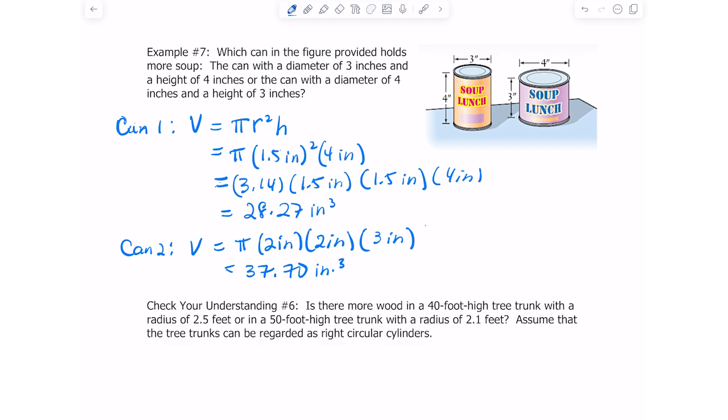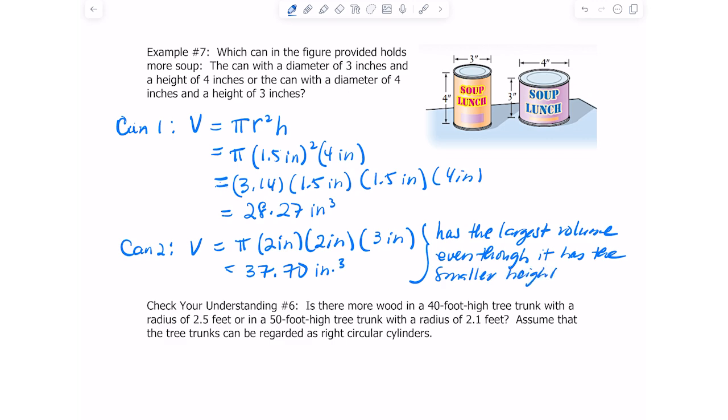So can 2, even though it's smaller in height, it's wider, and it gives me quite a bit more in volume. So the larger radius, can 2 has the larger radius, but the smaller height, and it still has the largest volume. So this one has the largest volume, even though it has the smaller height and larger radius.